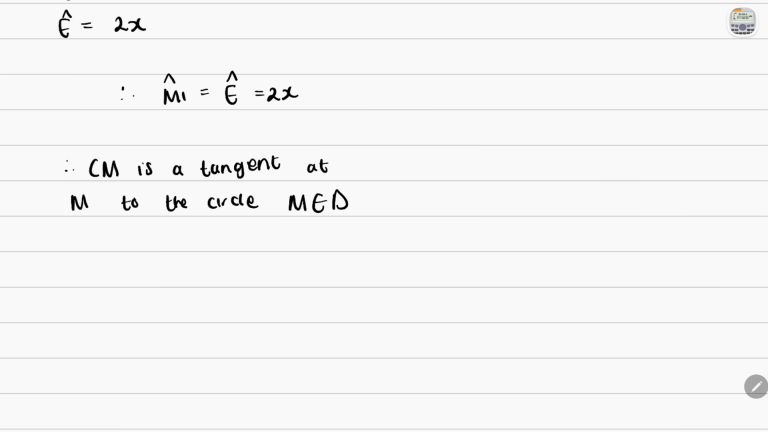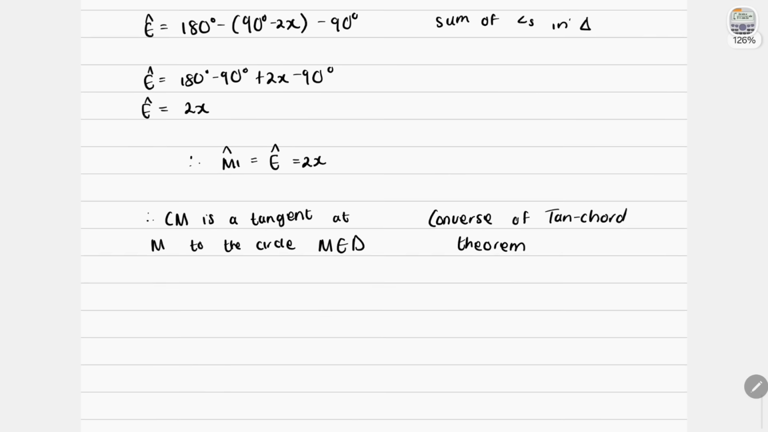I'm not going to say the tan chord theorem is the reason, because the tan chord theorem is used when you already know that a particular line is a tangent. Here we were proving that this is a tangent. So because the tan chord theorem was true, it's a tangent. Therefore, what we are using is the converse of the tan chord theorem. And that is our answer.